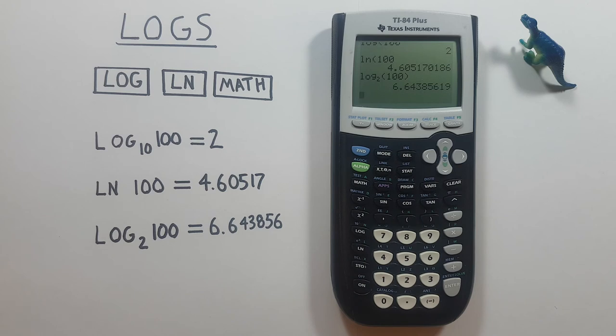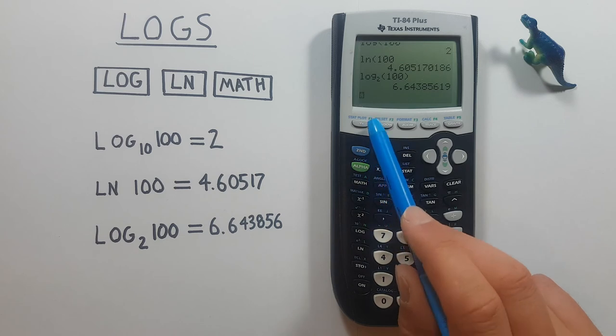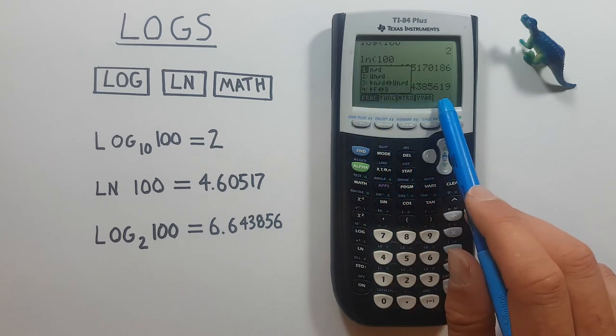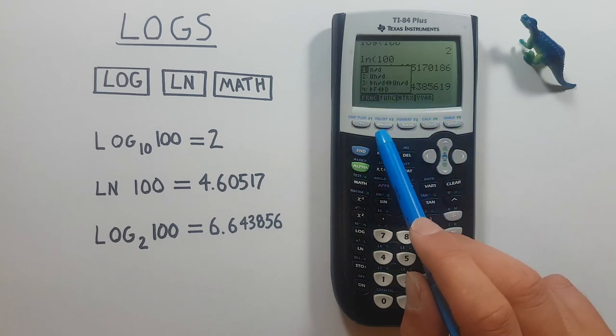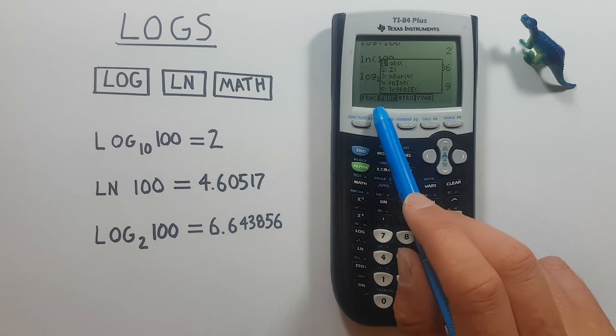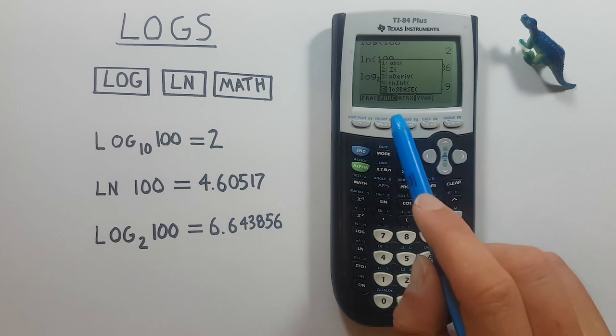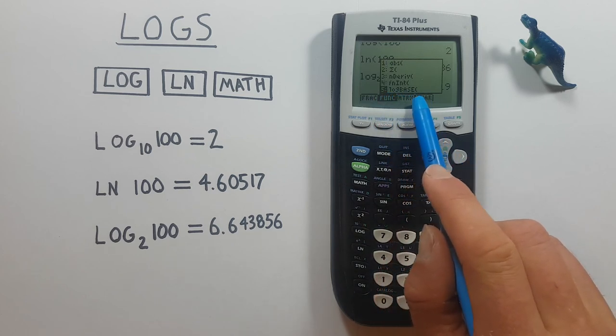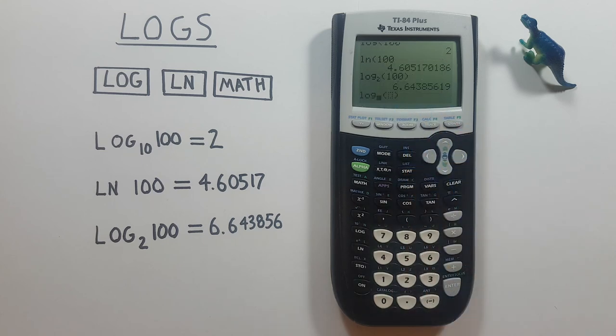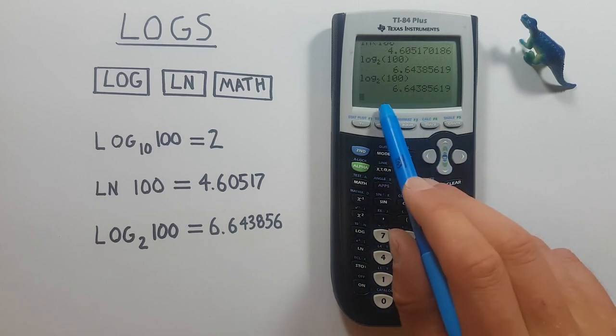We can also bring this up through the function keys. So if we press alpha y equals, that'll bring us to this menu here. Then if we press the window key or function 2, that'll bring us to the function menu. And then if we scroll down or press 5, we get the log bases option again. And you can see again, we can enter a log of any base in there. So again, if we did log base 2 of 100, we see we're getting the same result.